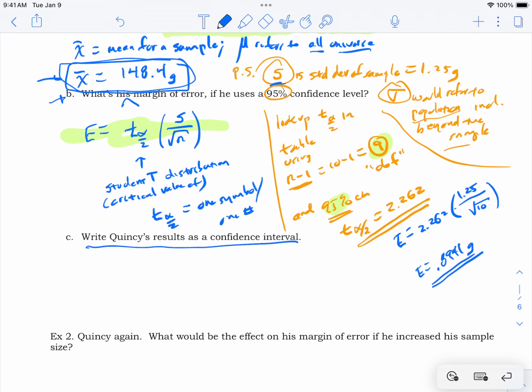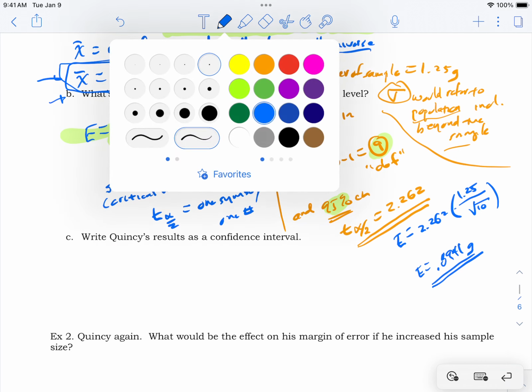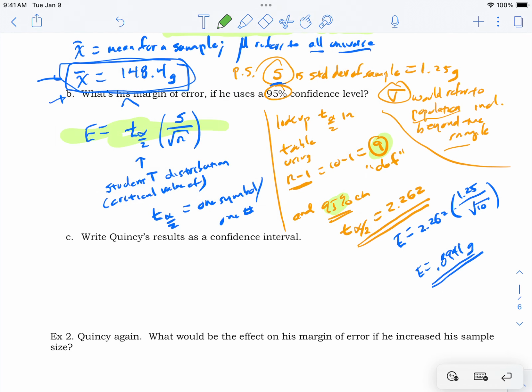Write the results as a confidence interval. So you remember this idea. Maybe I'll go to green now. You figure that the true value of the mean is somewhere between what you measured in the sample plus or minus the margin of error. So in other words, what was our measured value? It was 148.4, says it right there. And we're going to add and subtract this, what, 0.8941? Maybe I could just say 0.89, huh?